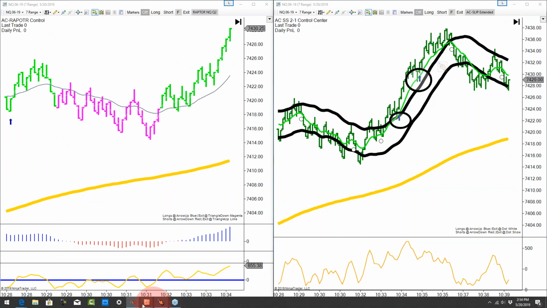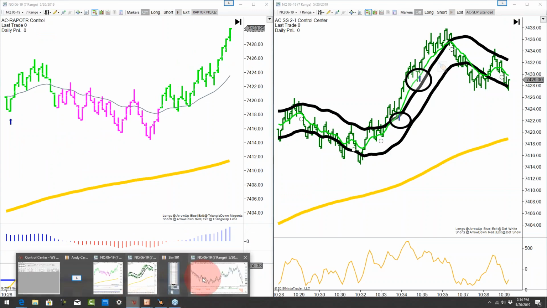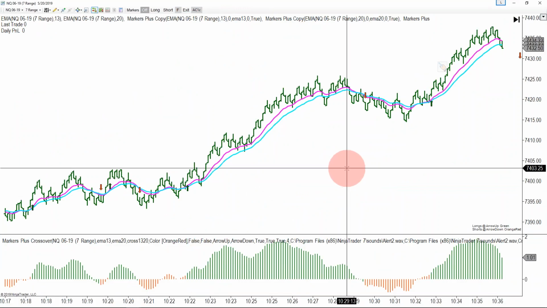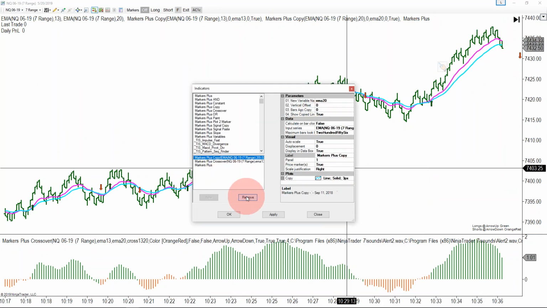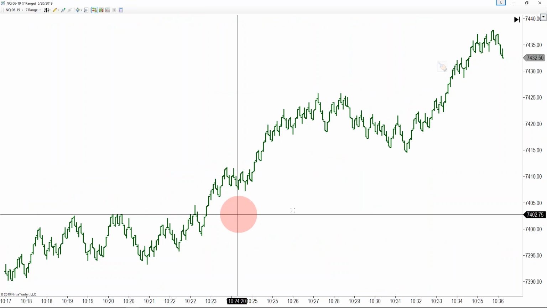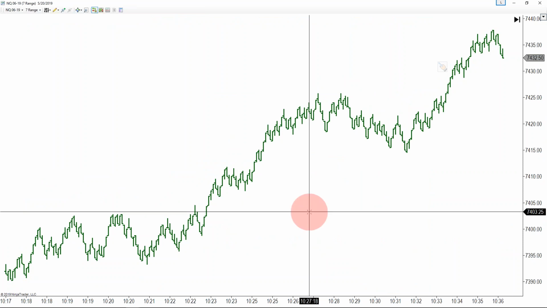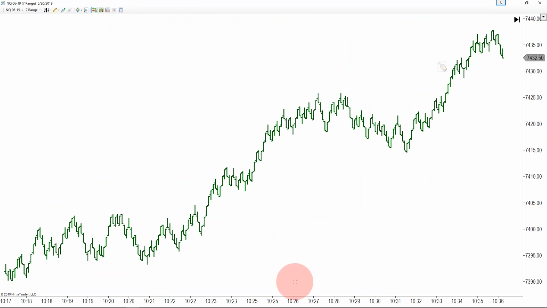We'll go back to the charts here. Oops, here it is already built. Sorry, I'm going to unbuild it all. There we go. So now we're going to start from scratch.